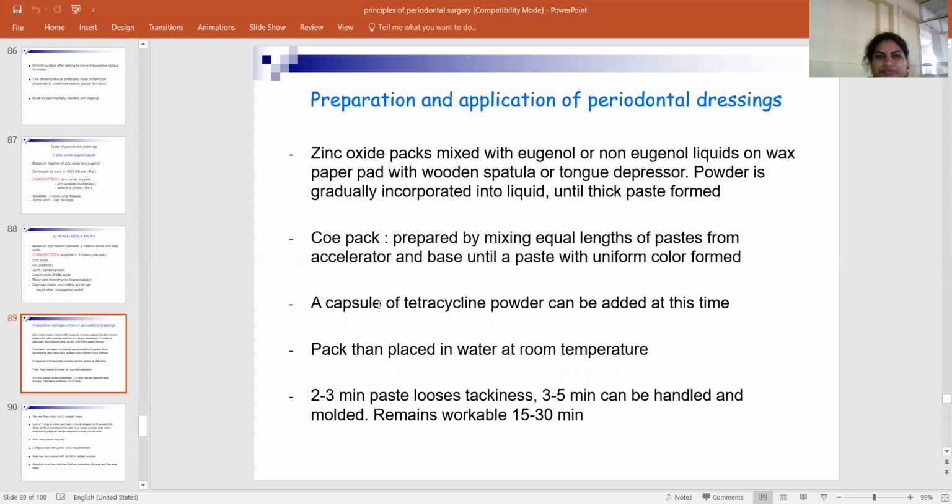Preparation and application of periodontal dressing: the zinc oxide pack is mixed with the eugenol or non-eugenol liquid on a wax paper pad with a wooden spatula.